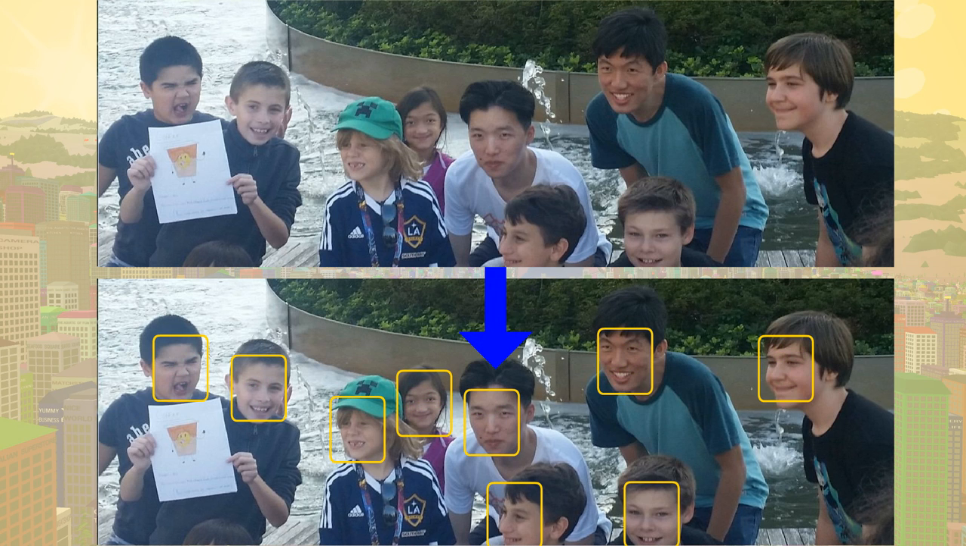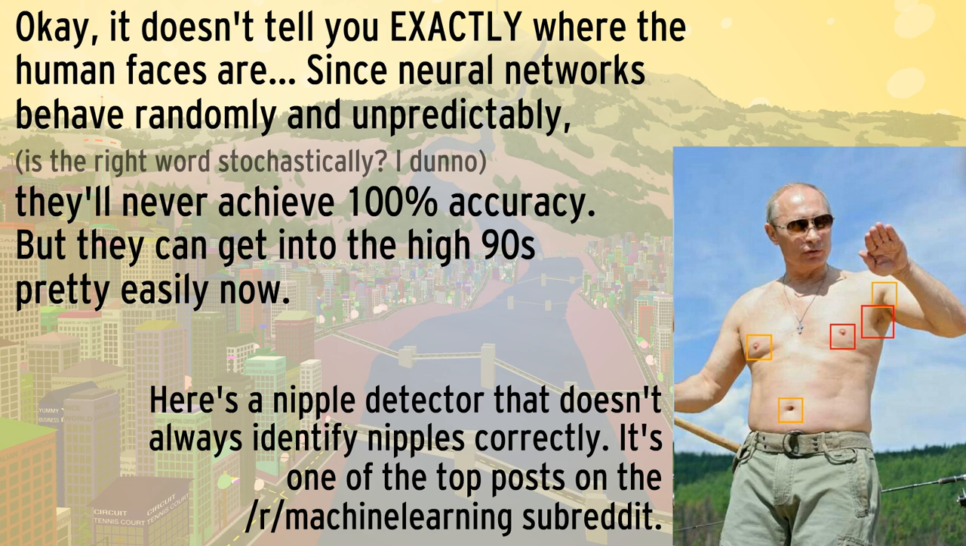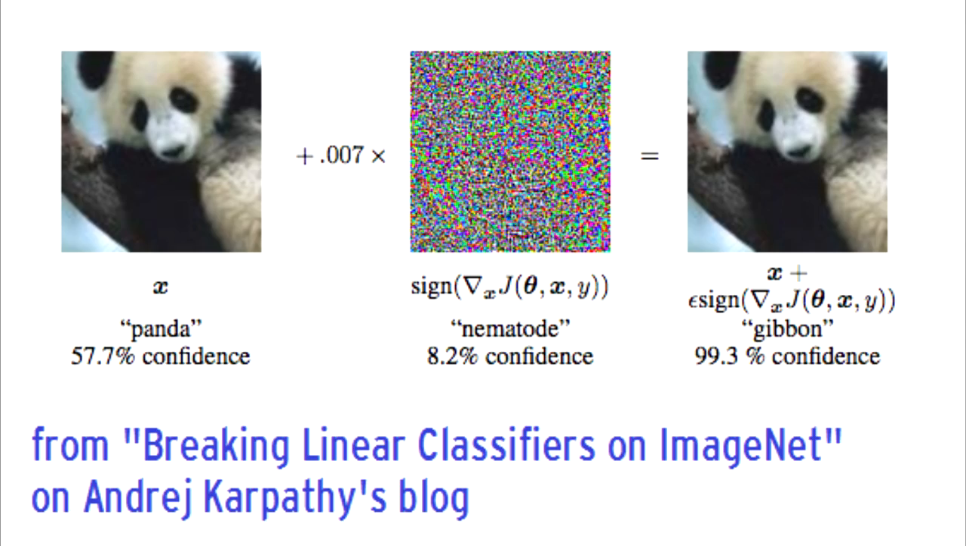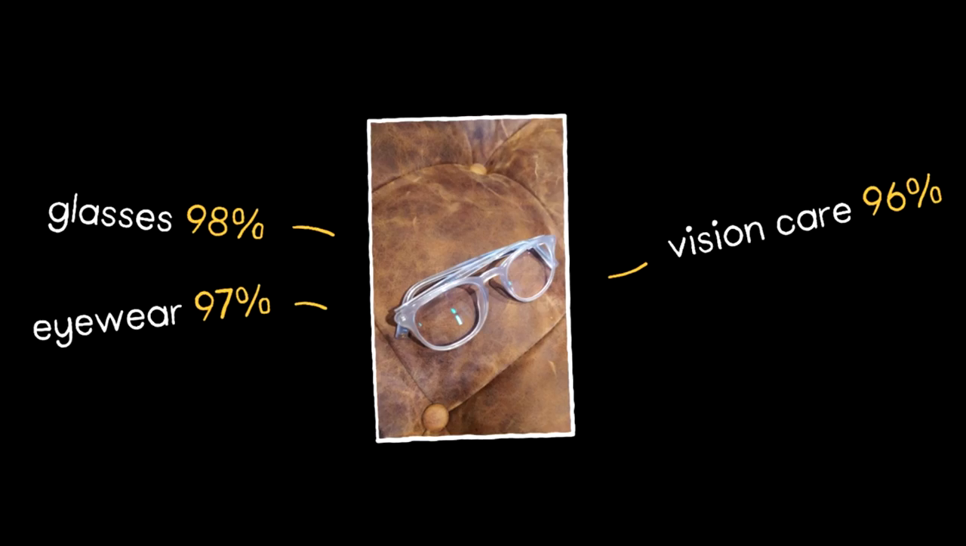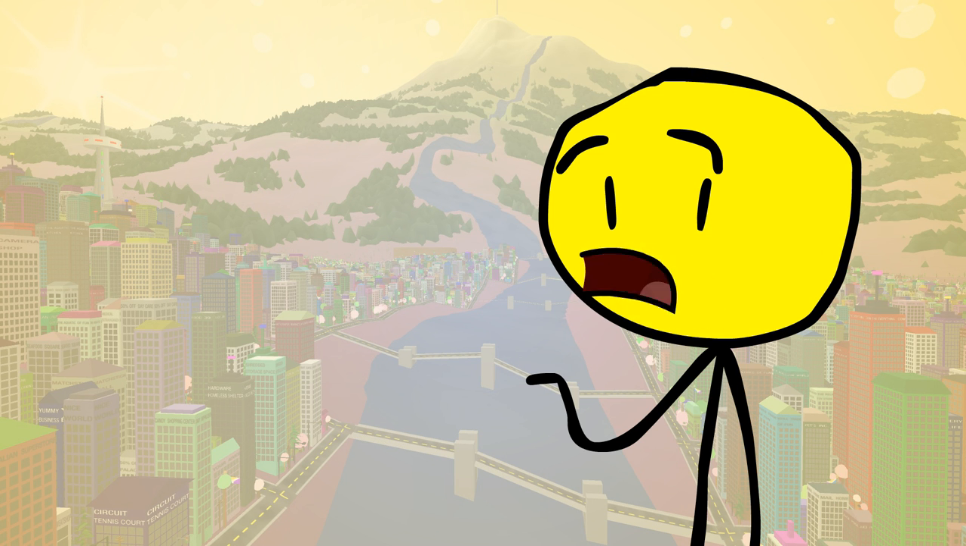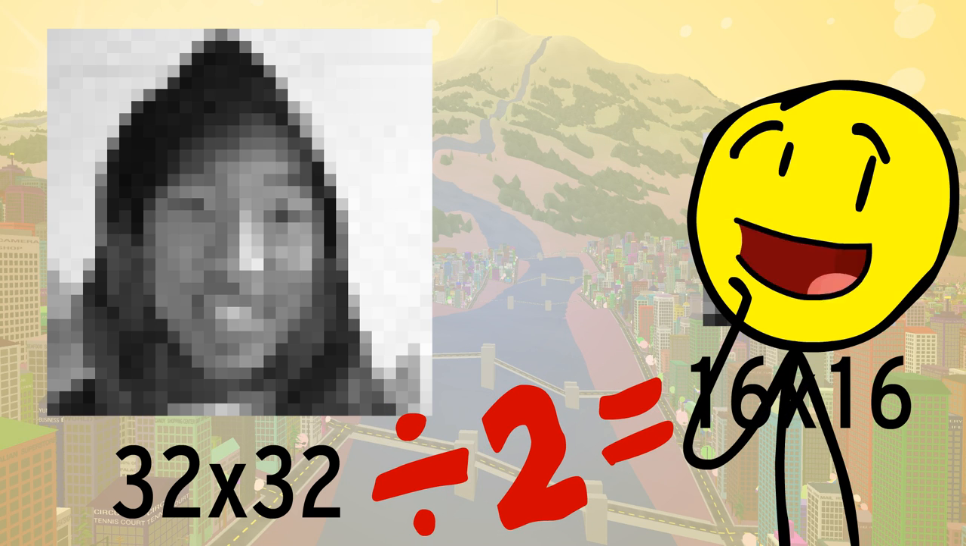Doesn't that look familiar? Okay, it doesn't tell you exactly where the human faces are. Since neural networks behave randomly and unpredictably, they'll never achieve 100% accuracy, but they can get into the high 90s pretty easily now. I brushed over this topic, but usually, interspersed throughout the webs of convolutions, you have points where you just downscale the image by a factor of 2, and this is called pooling.